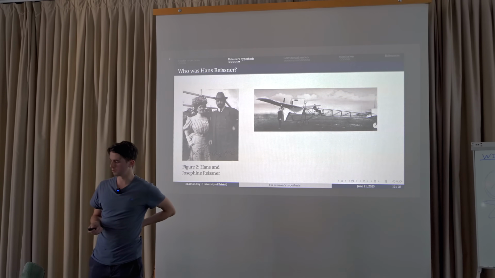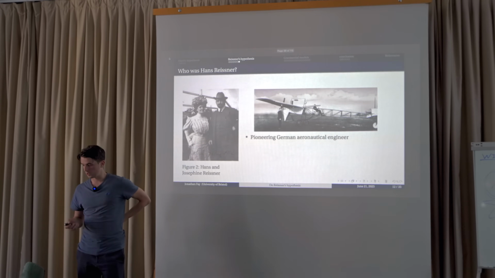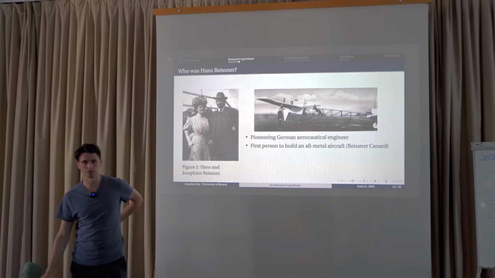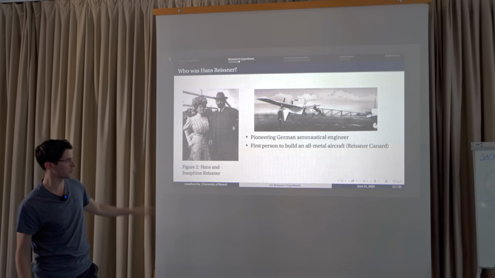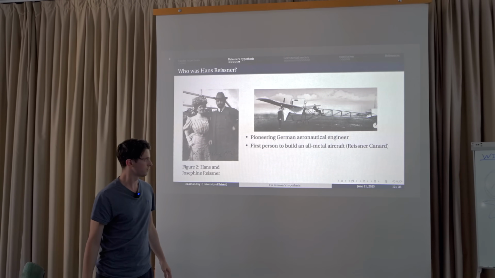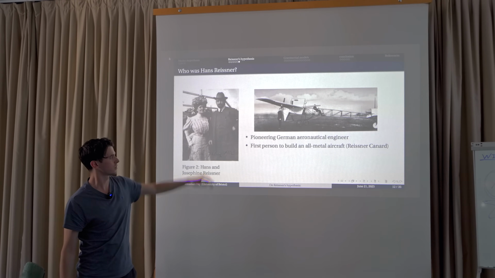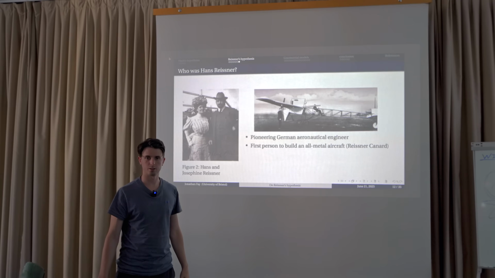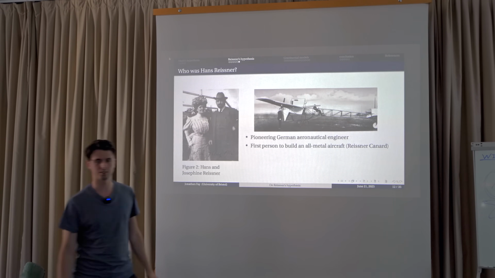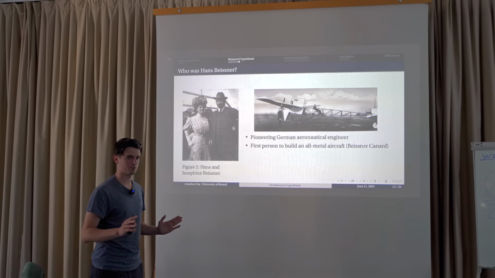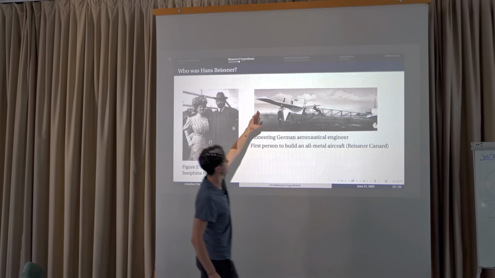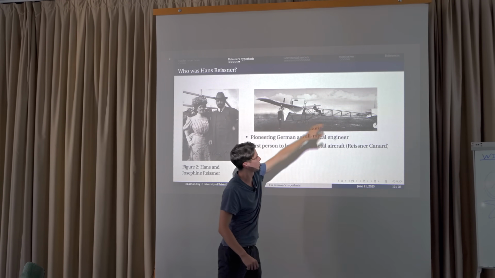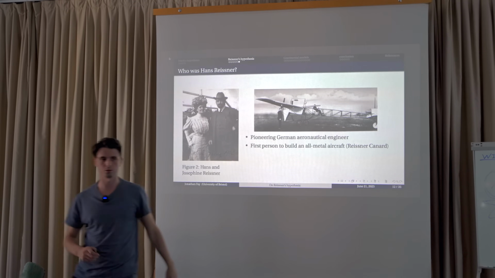So who was Hans Reissner, very briefly? He was a pioneering German aeronautical engineer. Fun fact about him, he was the first person to build an all-metal aircraft, which is here, the Reissner Canard. And so if you took a plane to get here, or have ever taken a plane in your life, you can thank Hans Reissner, who was the first person to build a plane that was all metal, meaning not that the seats are made of metal, but that the wings and the body are both structurally made of metal.